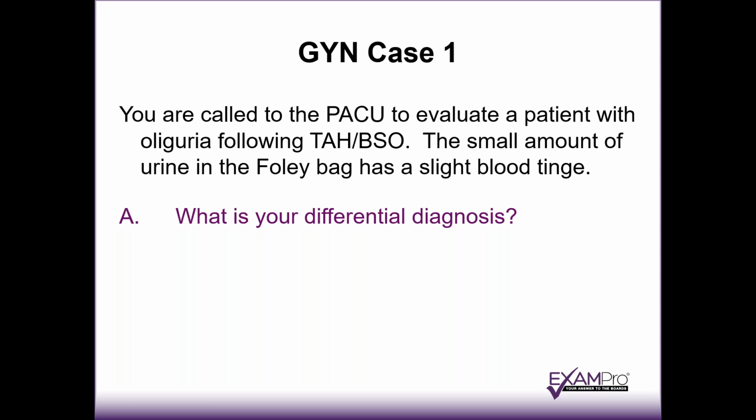Good. Sounds perfect. So could be something mechanical with the Foley catheter. Could be that she's fluid underloaded. Could be that she is not making urine because she's becoming hypotensive because she has internal intraperitoneal bleeding. And you said there could be a urinary tract injury. You mentioned a cystotomy. Any other type of lower urinary tract injury that we should consider here?